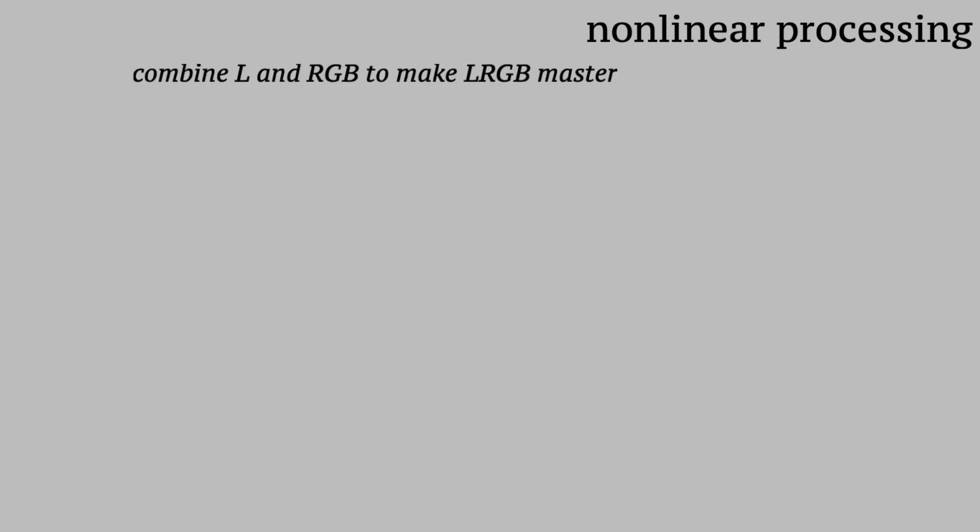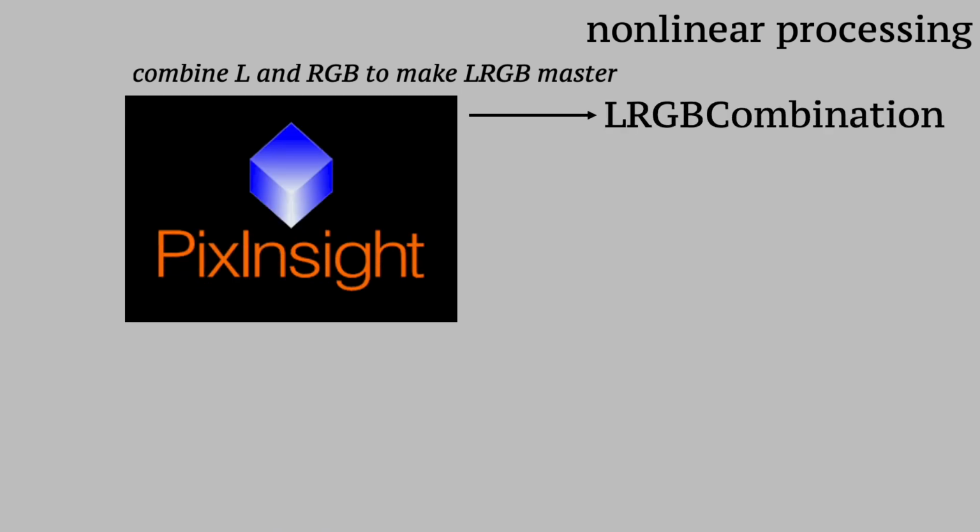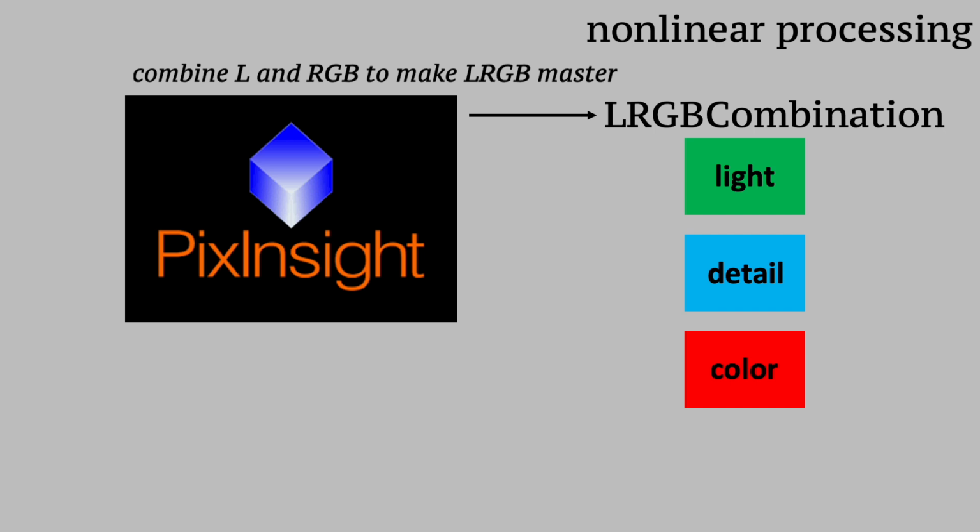Finally, we've got a lumen master and we've got an RGB master, and we're going to put those together to make a single LRGB master, and this will be the single image that we work with for the rest of the process. And we're going to use PixInsight's LRGB combination tool, and it deals particularly with light, detail, and color. We're not really working with noise here, but when we combine these images, the lumen image is going to bring a lot of light and detail into our LRGB master, and of course the RGB is going to provide the color.